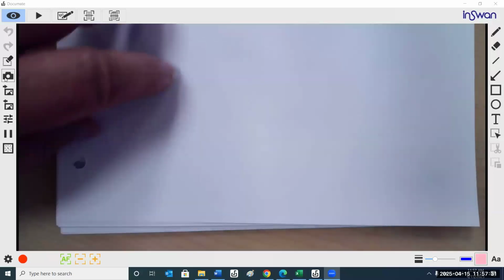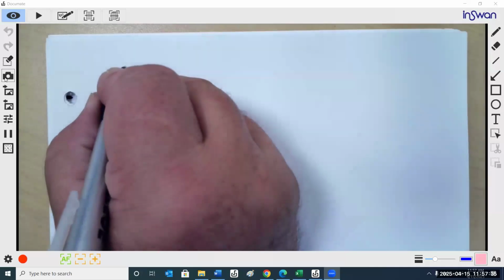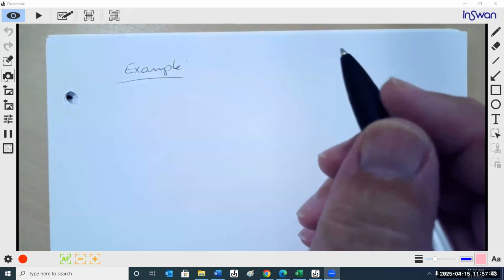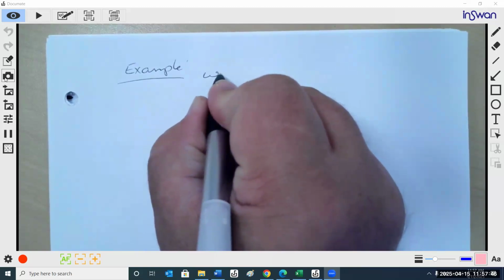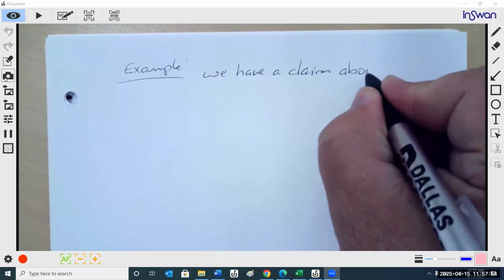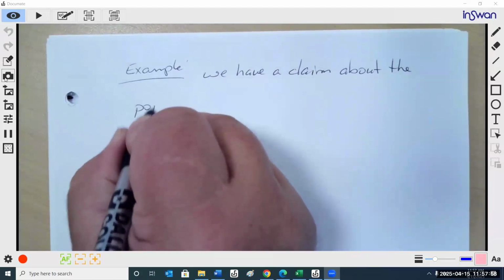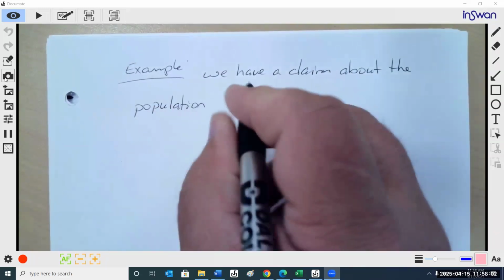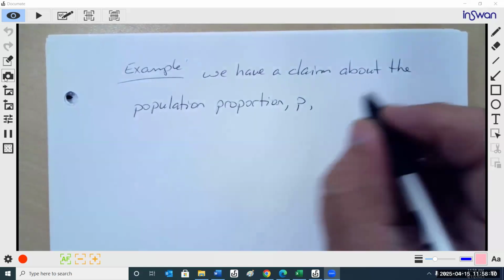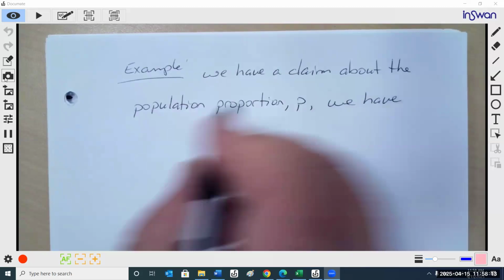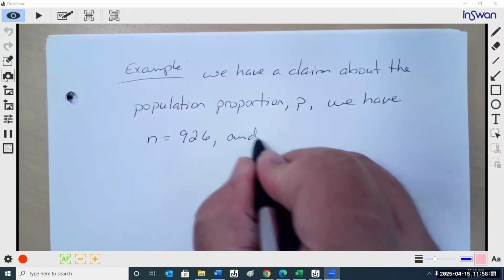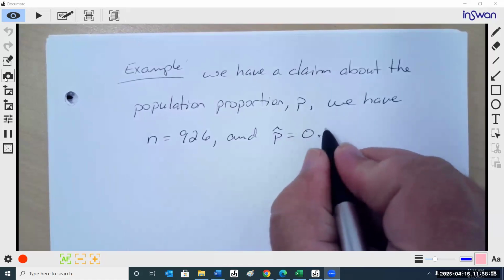All right, let's look at an example. From the first example, we have a claim about the population proportion P. We have n equals 926 and p hat is equal to 0.52.